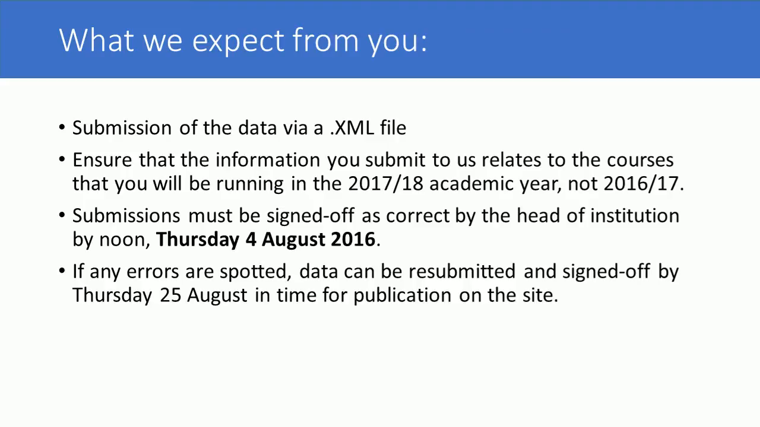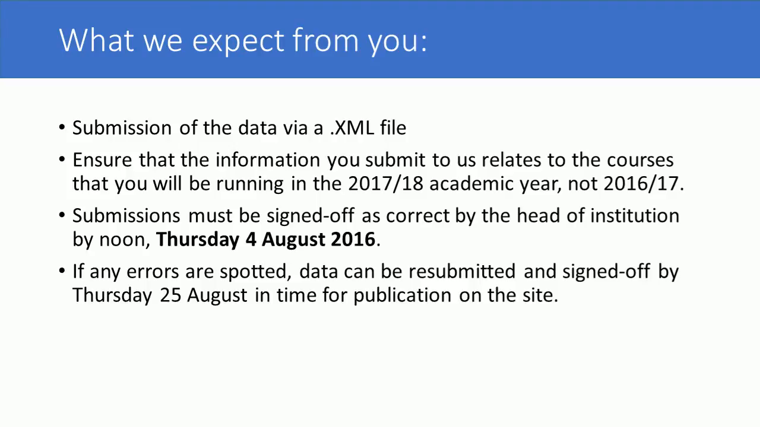So what we expect from you is for you to submit a valid .xml file to us and ensure that the information that you've sent to us relates to courses that you're planning to run in the 17-18 academic year and not the 2016-17 academic year. And all submissions must be signed off as correct by the head of institution by noon, Thursday the 4th of August. If after this point you spot any errors, you can resubmit the data to us and sign it off again by Thursday the 25th of August in time for publication on the Unistats website.